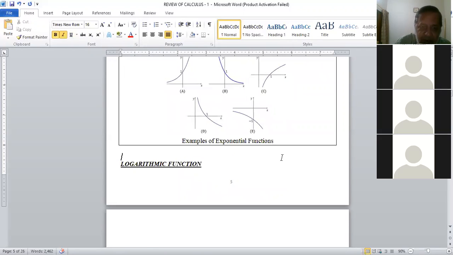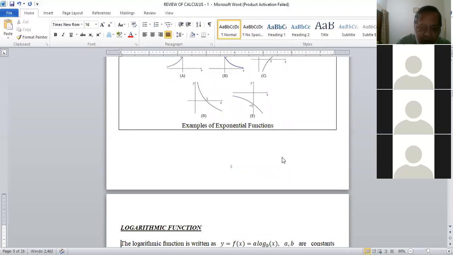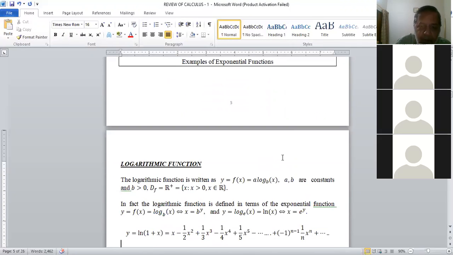So the next function that we consider is the logarithmic function. मैं log function को generalize करूं तो a times log base b of x, a, b constants हैं और b again positive है. इसका domain the whole set of real numbers है, मगर इसके range में हम देखेंगे कि क्या problem आती है. In fact, the logarithmic function is defined in terms of the exponential function.